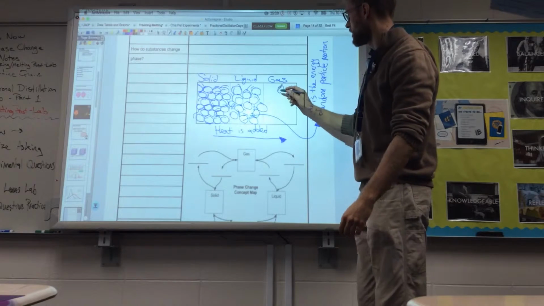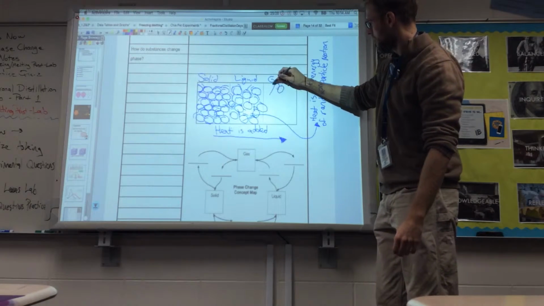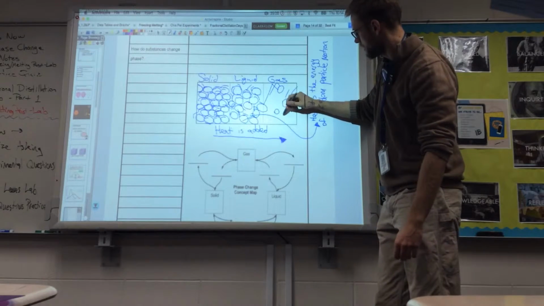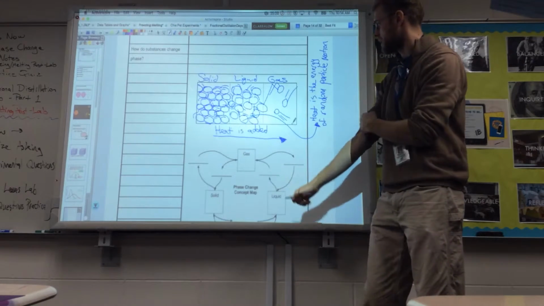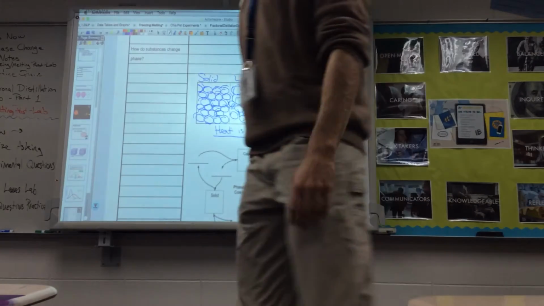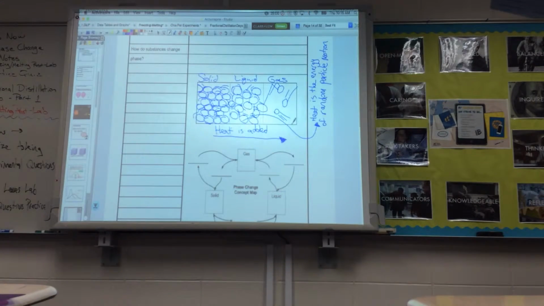Watch how I draw the gas. I'll have a particle, and then I'm going to show it bouncing off of the wall. Here, this particle is going that way. This particle is flying over here. These are speed lines, right? I'm only going to draw like 3 particles in there, because in a gas, they're very spaced out. They should be the same size particles as the other ones.